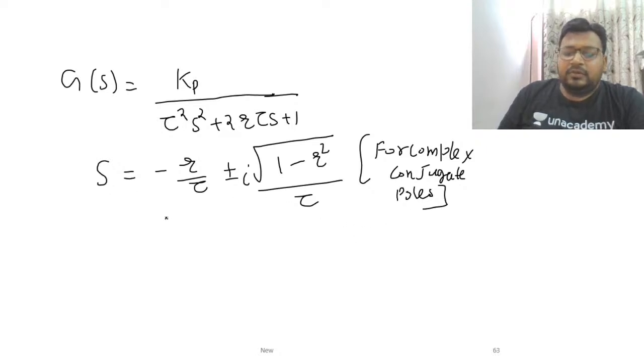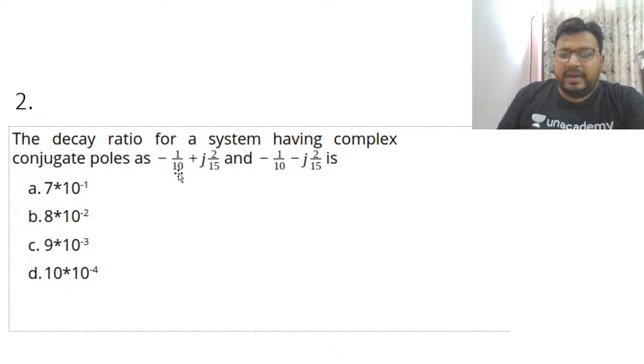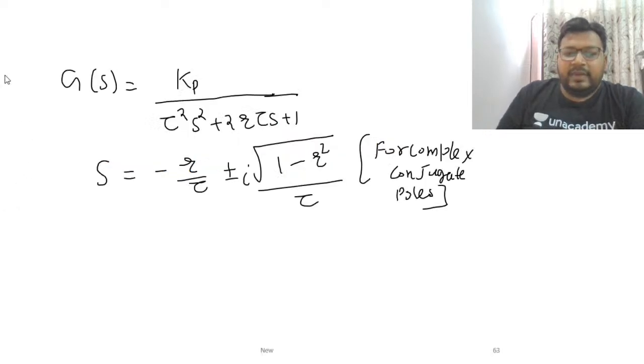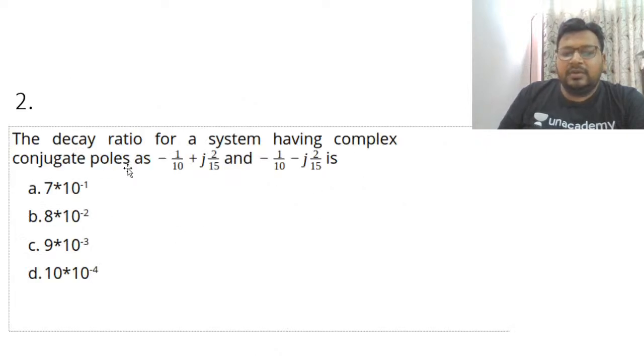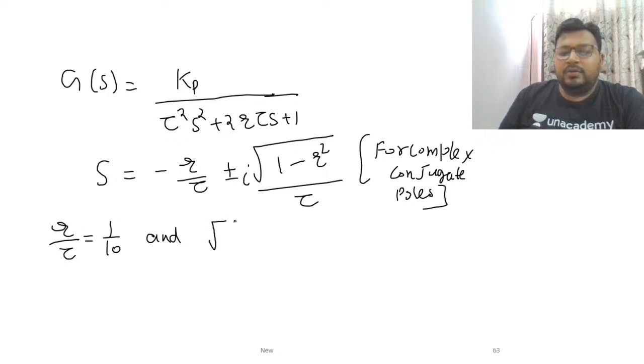If I compare this with the poles given in this question, minus 1 by 10, then minus 1 by 10 must be the value of zeta by tau. So zeta by tau must equal 1 by 10, and under root of 1 minus zeta square by tau must equal 2 by 15. So let us calculate tau from here. Tau will be 10 zeta.